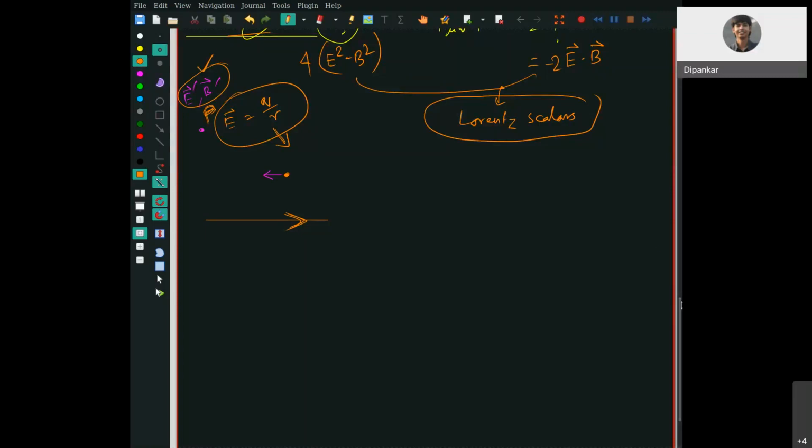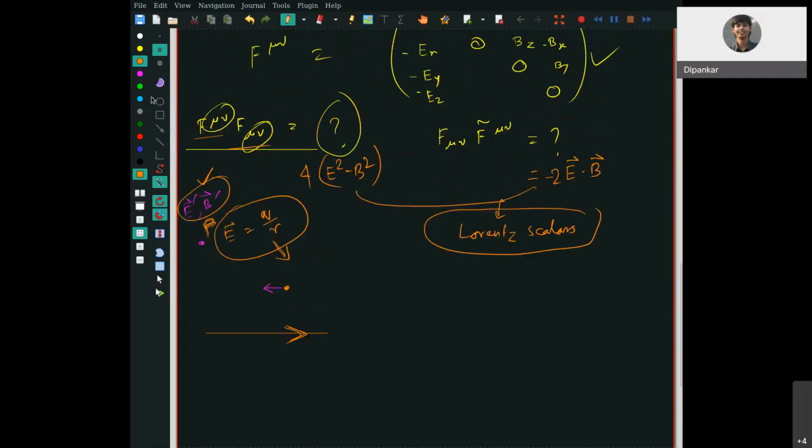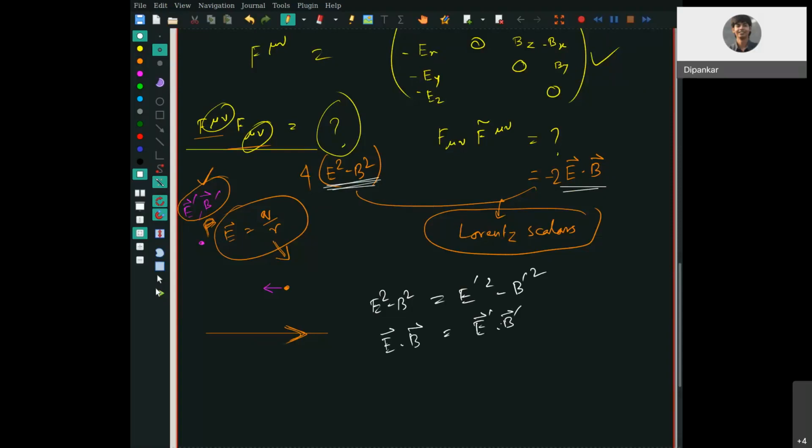How do you say this? You look at these two things. These are standard tricks actually, and for competitive exams, these are the questions you might expect. So you look at these two quantities. Remember, whatever be the values of E and B, these two quantities are Lorentz frame invariant. If you calculate E square minus B square in this frame, it would be equal to E prime square minus B prime square, and if you calculate E dot B in this frame, it would be equal to E prime dot B prime in the other frame, because these are Lorentz invariant quantities.